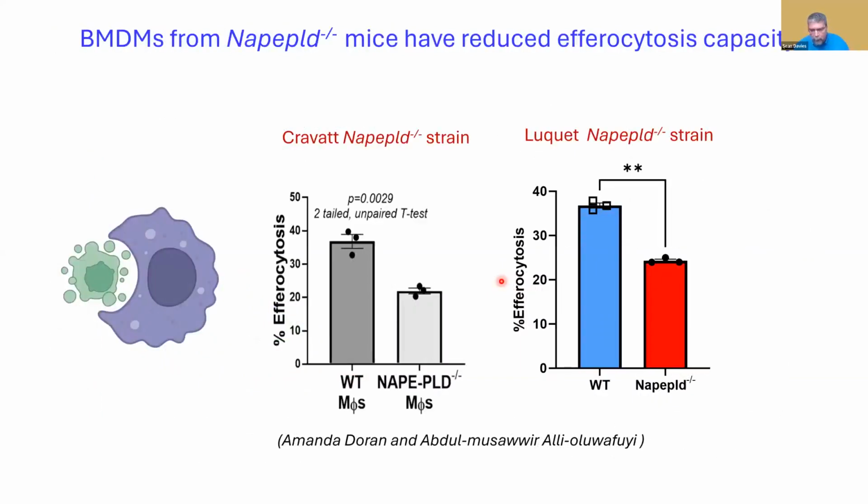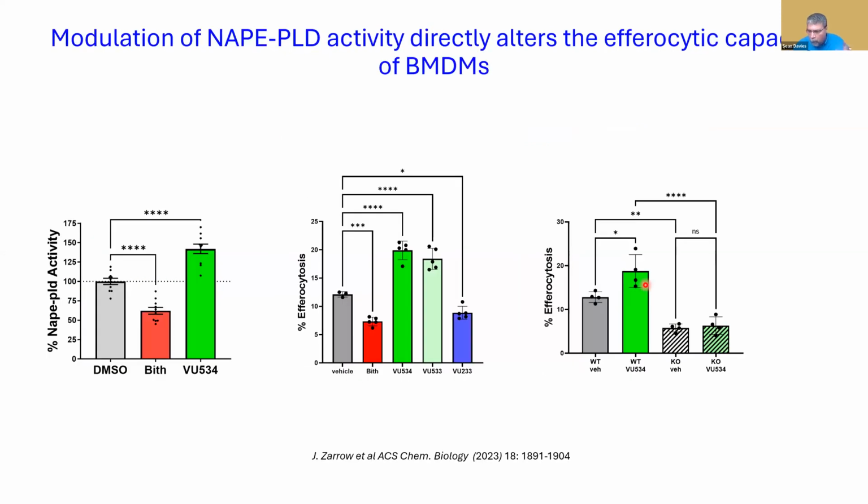So what is the effect of NAPE-PLD deletion on efferocytosis? Well, you get significant reductions, and this is using 2 different strains of NAPE-PLD mice. We'd also developed small molecule inhibitors and activators of NAPE-PLD. This is just showing that we could cause these changes in the bone marrow-derived macrophages. So VU534 is one of our activators. Biothionyl is one of our inhibitors. So biothionyl phenocopies the deletion of NAPE-PLD. It reduces efferocytosis, whereas our activators increase the ability of macrophages to do efferocytosis, and an inactive compound does not have that effect of increasing.